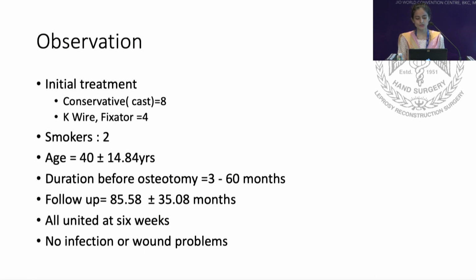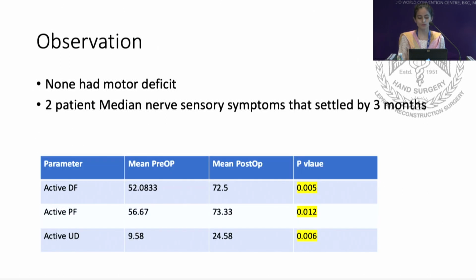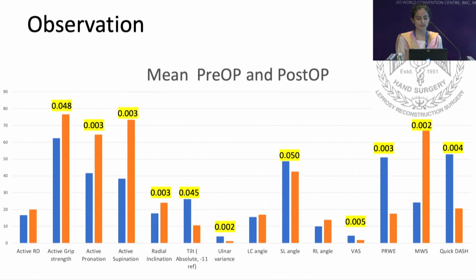Duration before the osteotomy was 3 to 6 months with a mean follow-up of 85.58 months. All united at 6 weeks, and no infections or wound problems were noted. We noted a significant difference between the mean post-op and pre-op values of dorsiflexion, palmar flexion, and ulnar deviation. So these were the mean pre-op and post-op values as calculated by Spearman Rho coefficients.